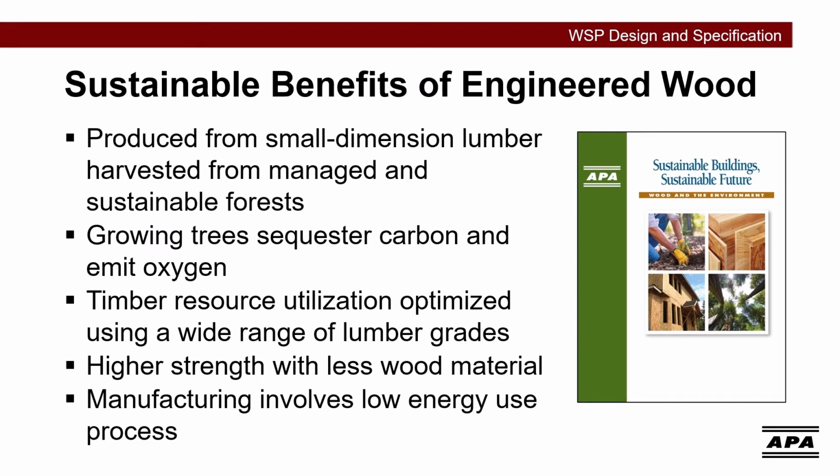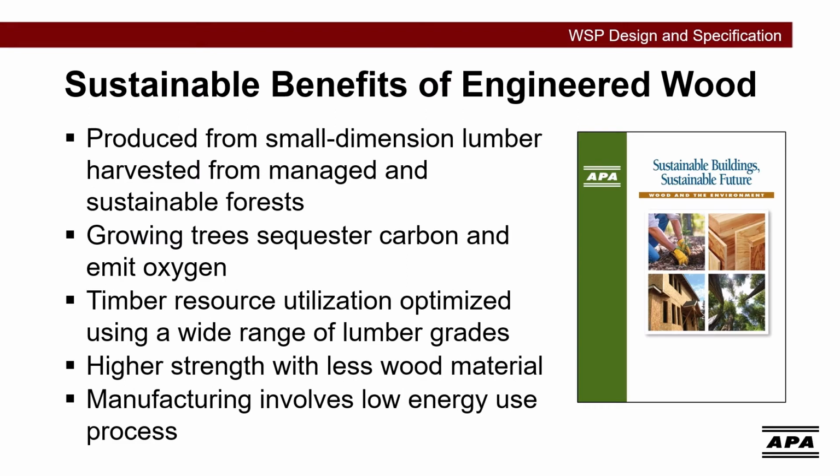One key advantage of engineered wood is that it can be made from smaller dimension lumber, which makes better use of available wood resources. Plus, by strategically layering different wood species and grades, we can achieve greater structural strength with less material. Compared to other common building materials, producing wood-based structural products requires significantly less energy, making them a more sustainable choice. If you're interested in learning more, see APA Form F305 titled Sustainable Buildings, Sustainable Future, available for free download on the APA website.